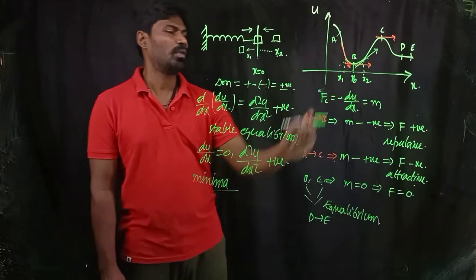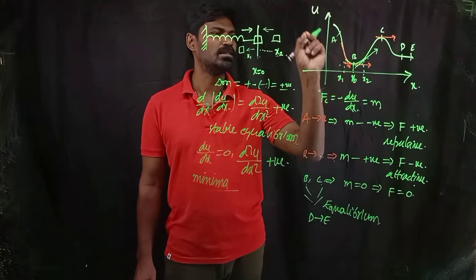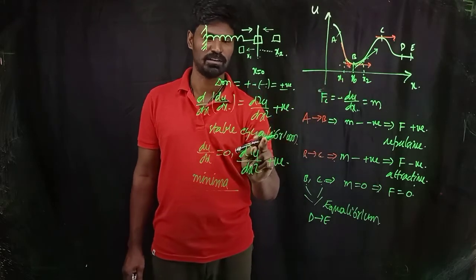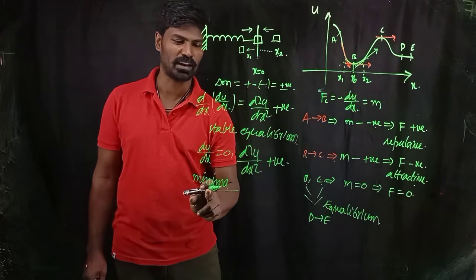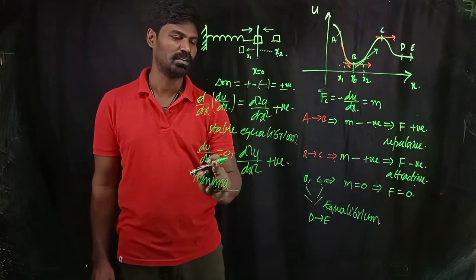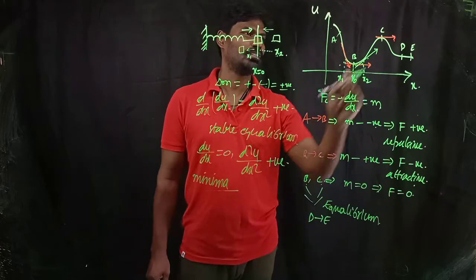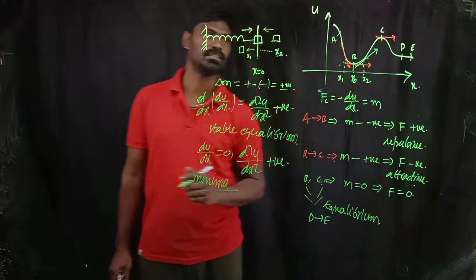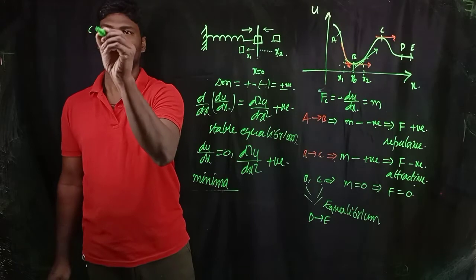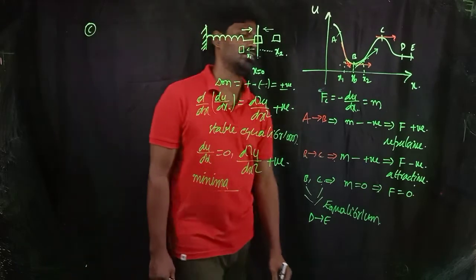So the point at which the potential energy is minimum corresponds to stable equilibrium. And for minimum potential energy, du by dx should be 0 and d square u divided by dx square should be positive. And the second situation I am going to consider here is about point C. I wanted to talk about point C.